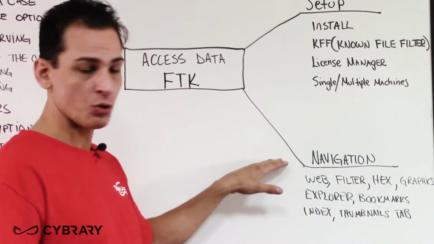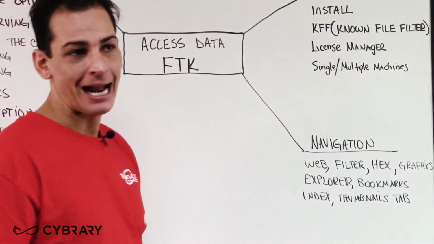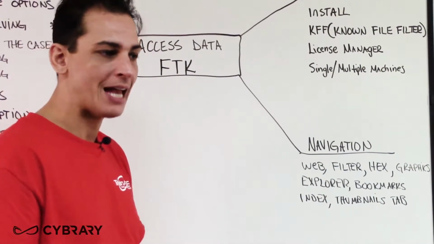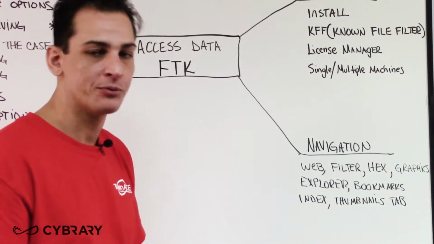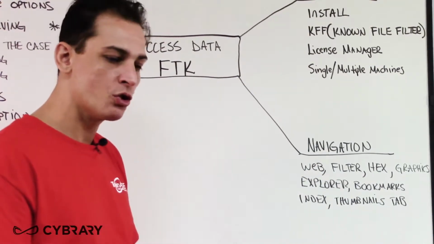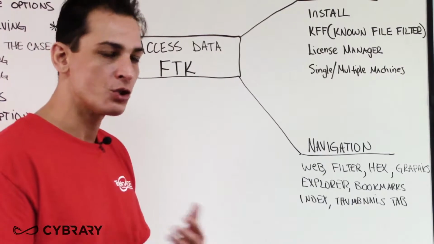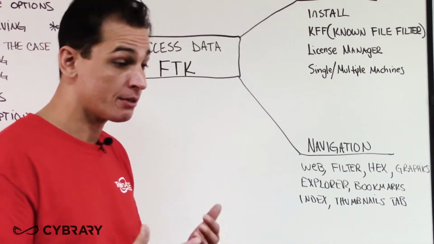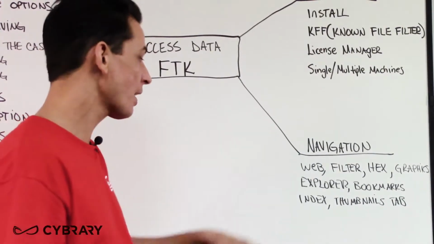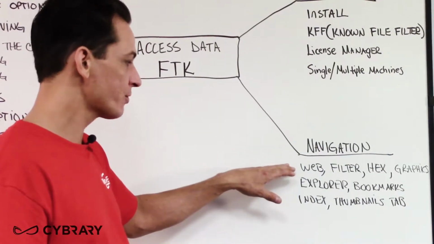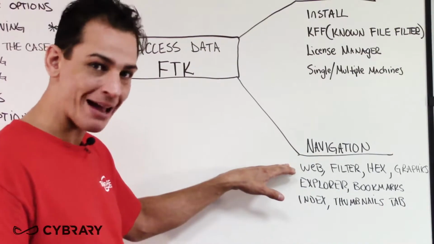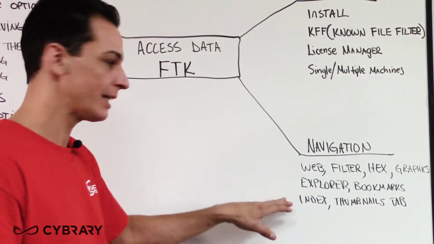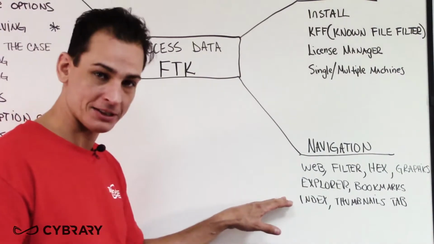Next is navigation. You want to get used to the different tabs. I highly recommend taking a little bit of time going through each one of the tabs and getting the basic look and feel for it, because it'll set you up to use a commercial product like Encase, really comparatively. So there's the web tab, the filter tab, the hex tab, the graphics tab, the explore tab, the different types of bookmarks and indexing and thumbnails and things like that.